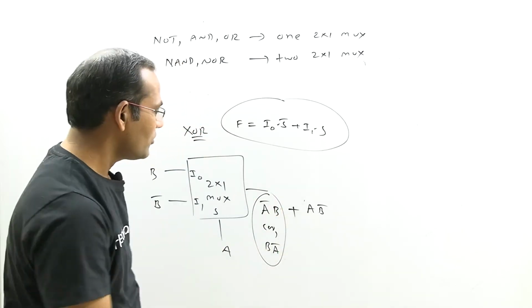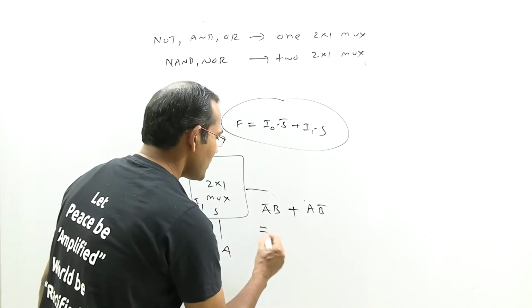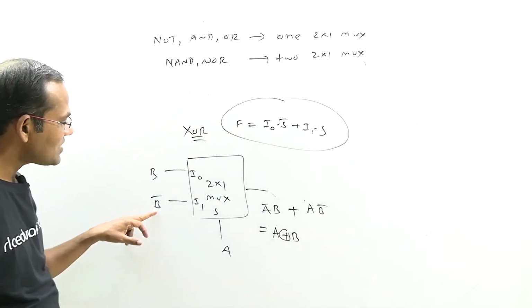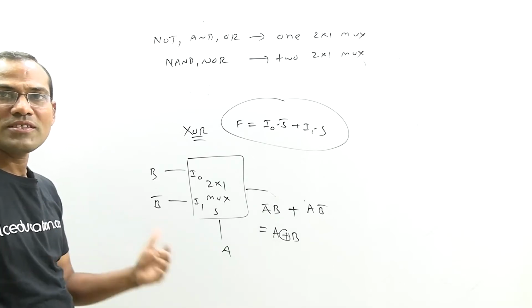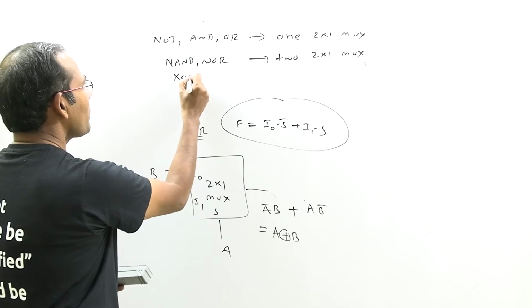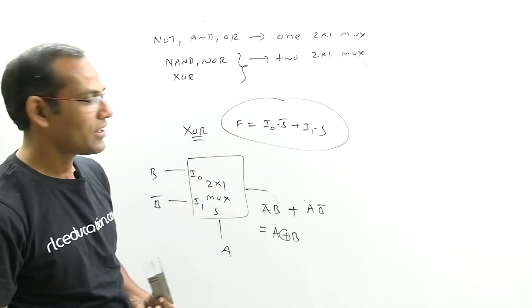Okay. So observe, it's nothing but XOR, A XOR B. If you observe carefully, once again here B bar is there. So one NOT gate is needed. NOT means one more mux. So that's why to design XOR also 2 by 1 mux are needed.